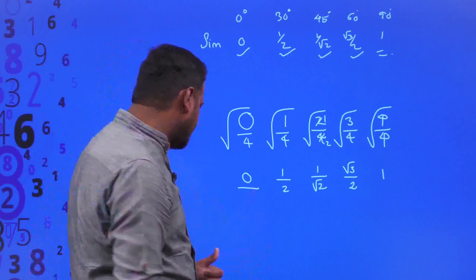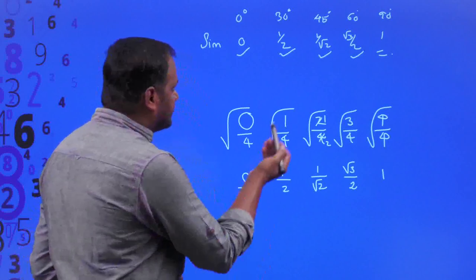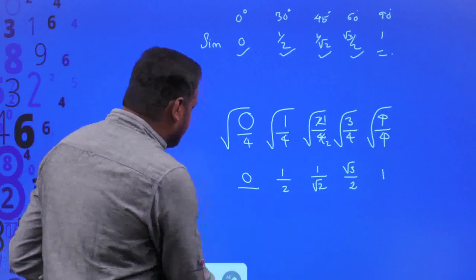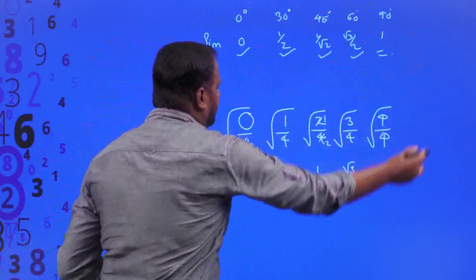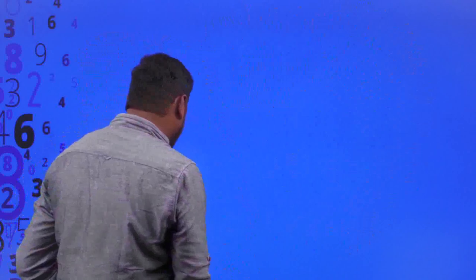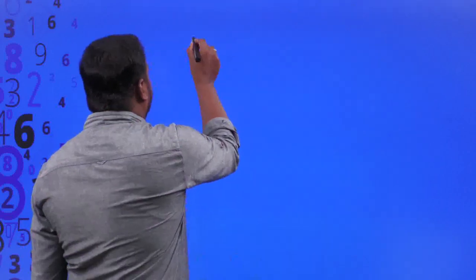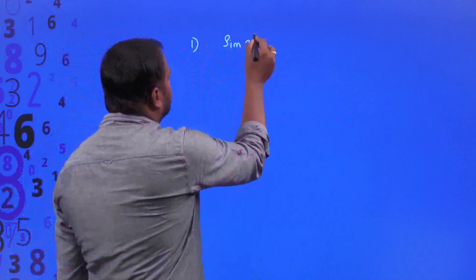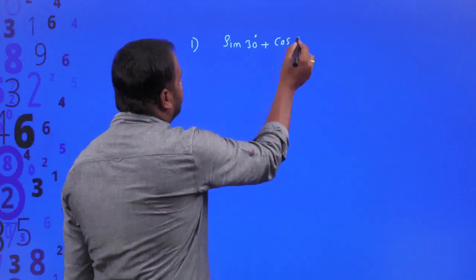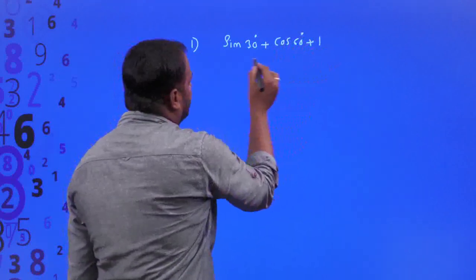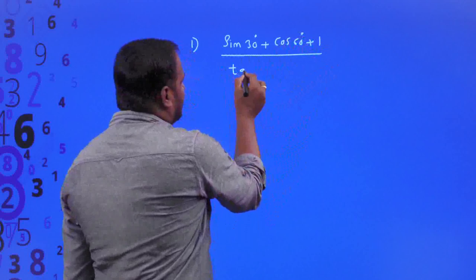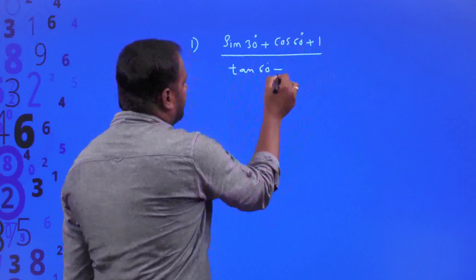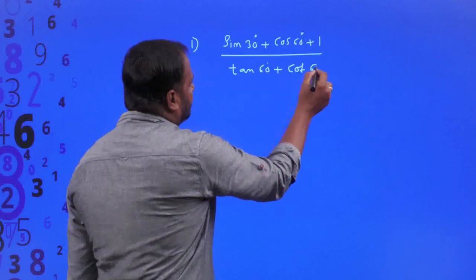Got it? Right. So, coming to the next concept, of course, you can easily figure out these values and we'll have a small discussion by taking some particular examples. For example, find the value of sine 30 degrees plus cos 60 degrees plus 1 divided by tan 60 degrees plus cot 60 degrees.